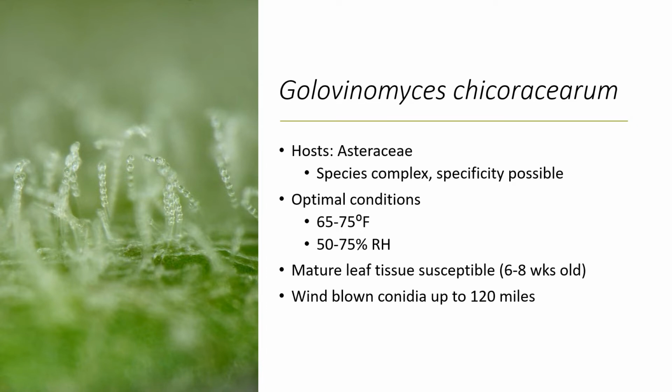Golovinomyces chicoracearum prefers mature leaf tissue, so our most susceptible leaves are the more mature leaves, those that are about 6 to 8 weeks old, so 6 to 8 weeks after emergence. And this species actually produces conidia. Those are the little asexual spores. So this image is showing that chain of spores, but each of those conidia can blow up to about 120 miles away. So this is not one of those species that we tell you don't introduce it into your fields. In fact, it's windblown from widespread sources.